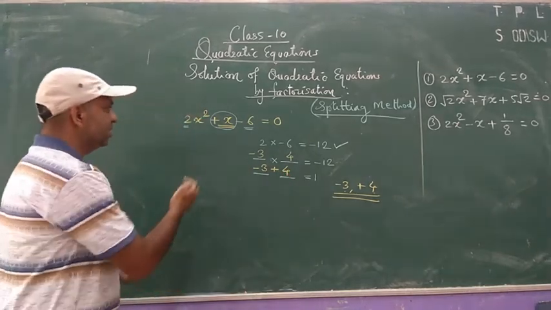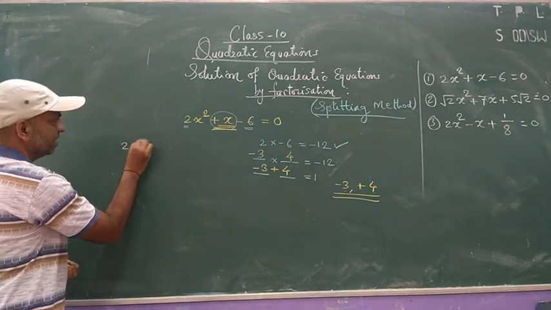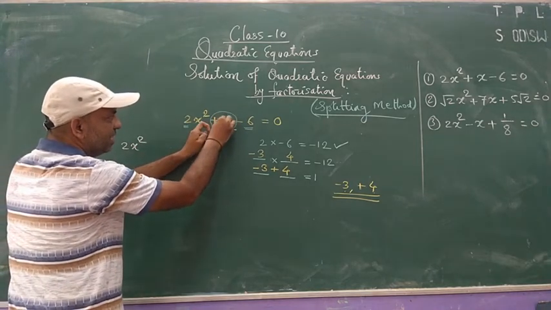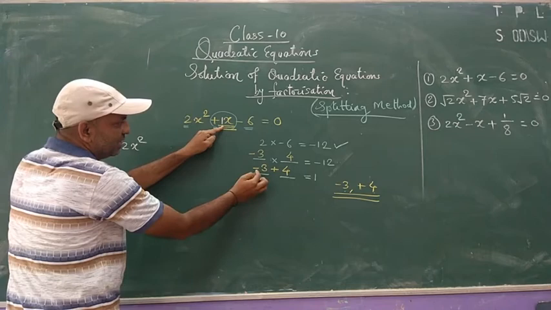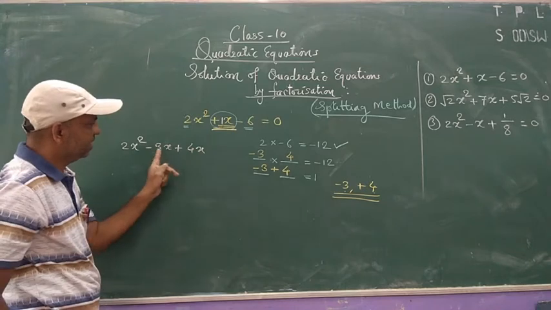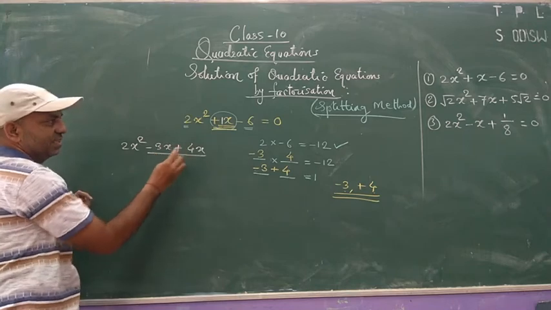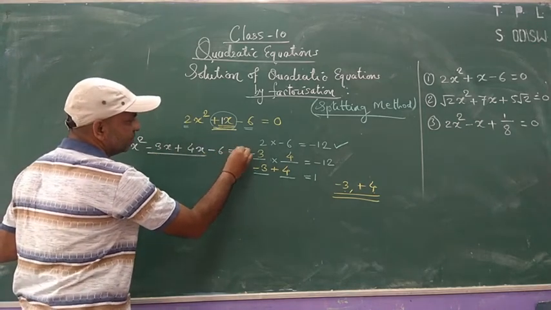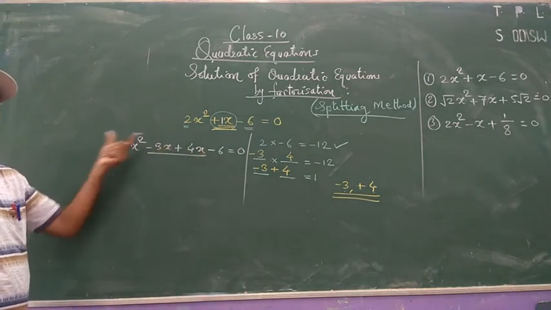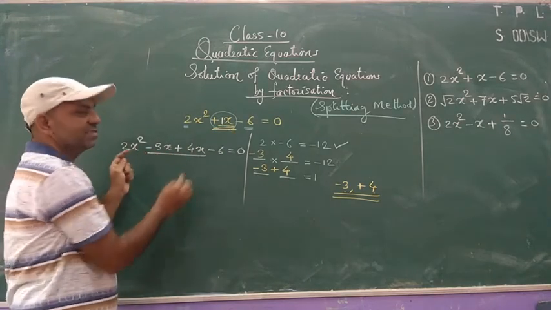Okay, so just split this middle term. You write this equation as, see, 2x square, in place of 1x you write here -3x plus 4x. So -3x plus 4x, that is 1x, and last term as it is, -6 is equal to 0. Okay, so this is our quadratic equation. Here I split this middle term as -3x plus 4x.